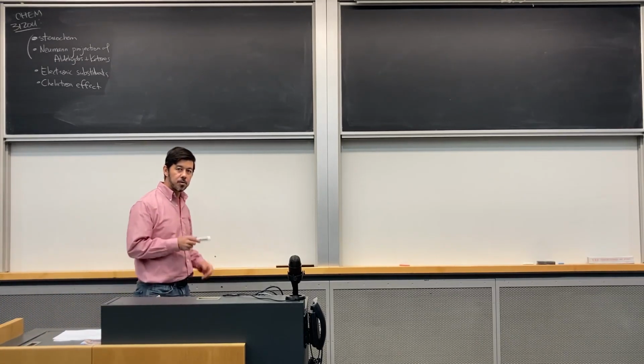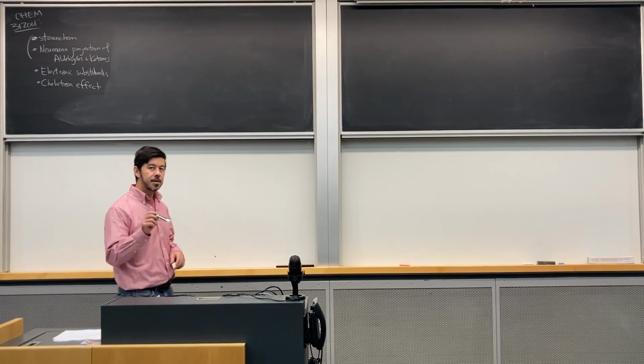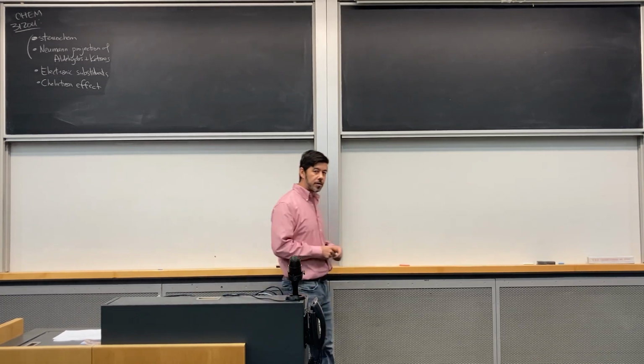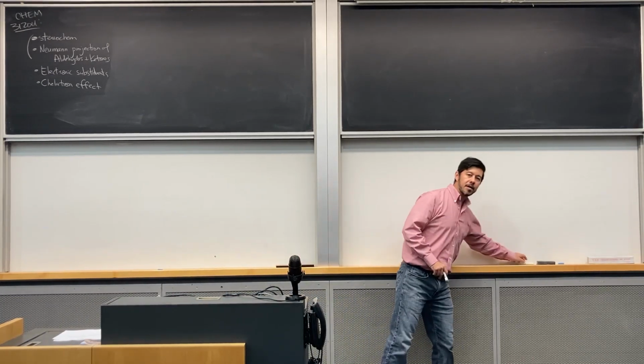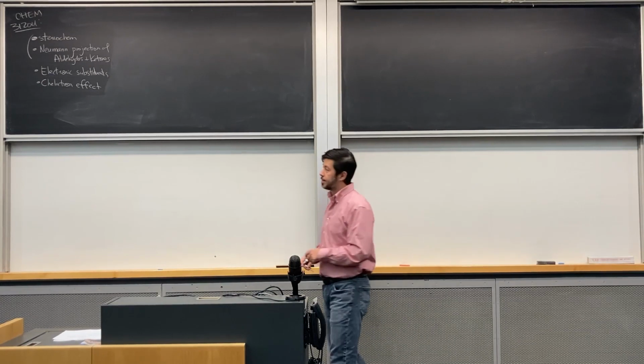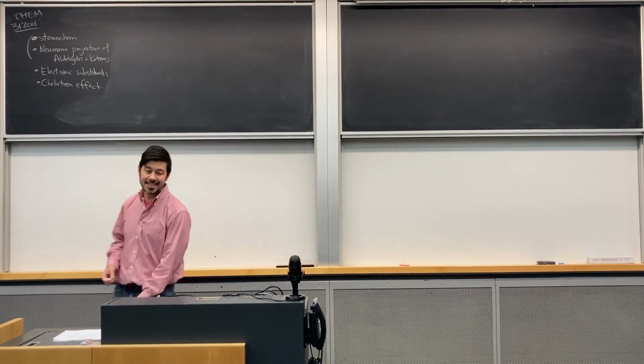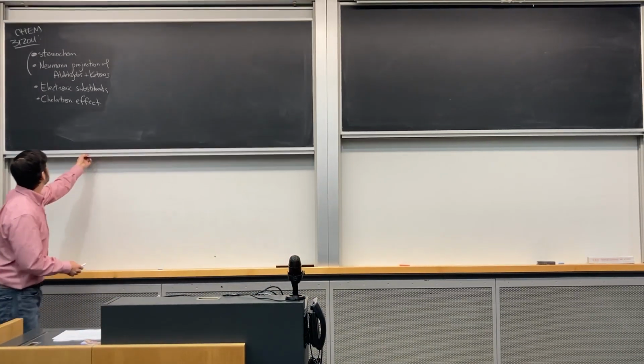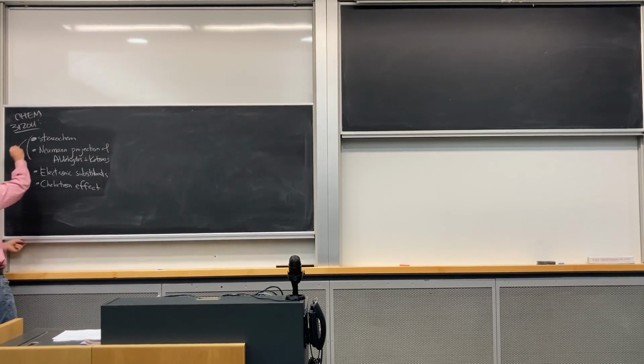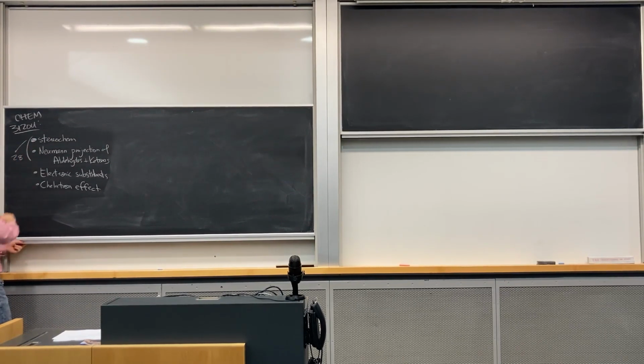Welcome back to 3120. We're going to continue our discussion on stereoselective reduction of aldehydes and ketones. And today's lecture 29. We just finished stereochemistry and Newman projections. So we're going to focus on the effect of electronic substituents and the chelation effect.